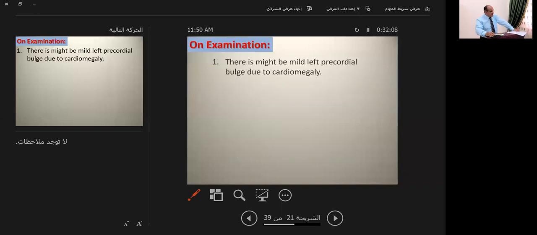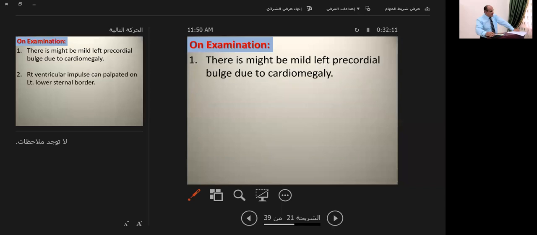On examination there might be mild left precordial bulge due to the cardiomegaly. Here the right atrium has a lot of volume load, and the right ventricle also, the load will be increased, so I will have right heart side hypertrophy, cardiac hypertrophy, so we will have a precordial bulge, meaning bulging at the region of the precordium.